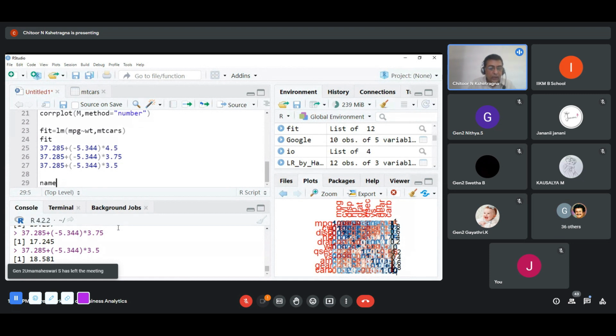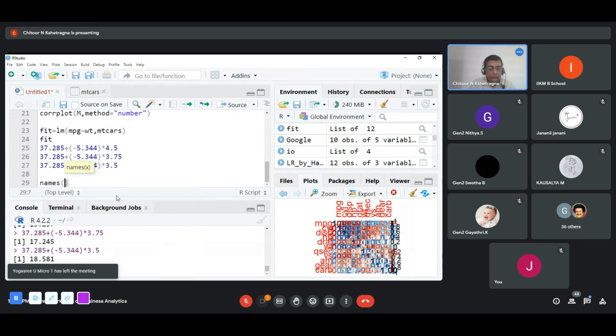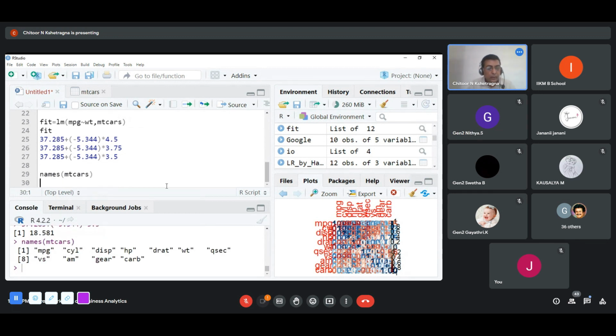I'll go back, I'll use names for empty cars, and then I run it. Right. I just took this miles per gallon and then I took weight. I can take anything. I can take cylinder. If I want to have a two-cylinder car, what would be my miles per gallon? If I want to have a four-cylinder car, gear. If I want to have an automatic gear or a manual transmission, all permutation combination can be done.